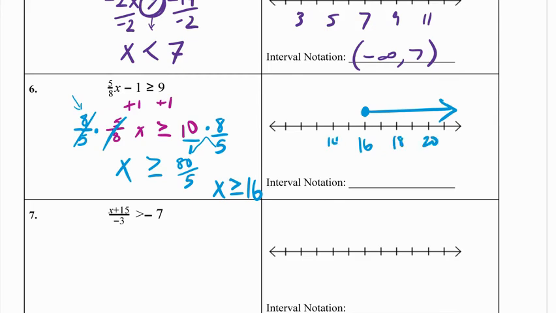16, 18, 20. Make sure you're labeling your graph while you're doing these. So we start at 16 and we go up to infinity. That's our interval notation.